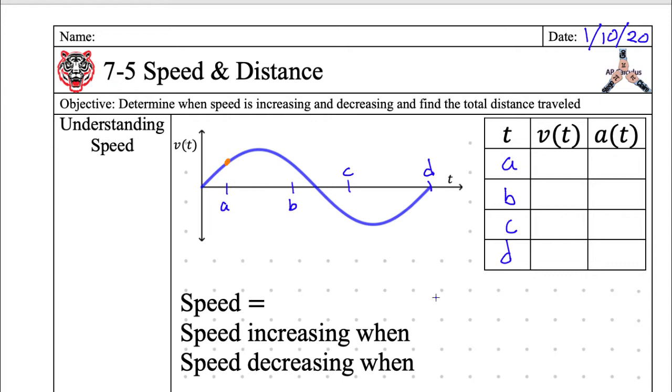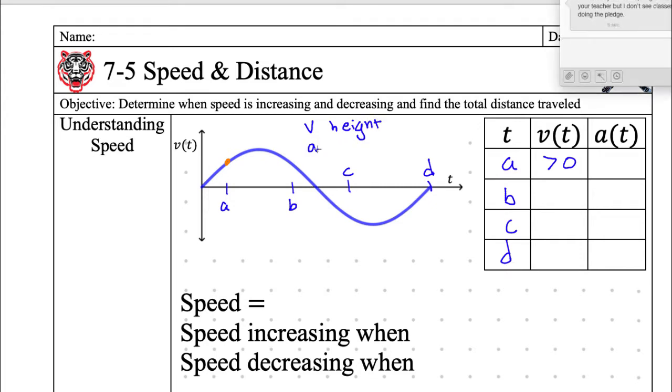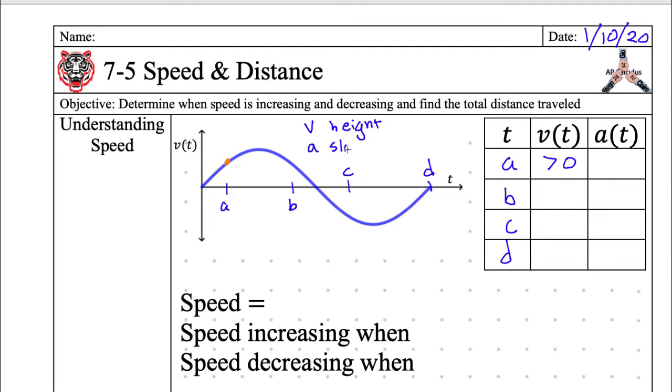I just care if it's greater or less than 0 or equal to 0. That's greater than 0 because it's height. And maybe we should write over here, velocity is height. And acceleration is what? Slope. Oh, that's right. Acceleration, like f double prime on a graph of f prime, is slope. So what is the slope at that point? Slope is either greater or less than 0. It's greater than 0. There it is.